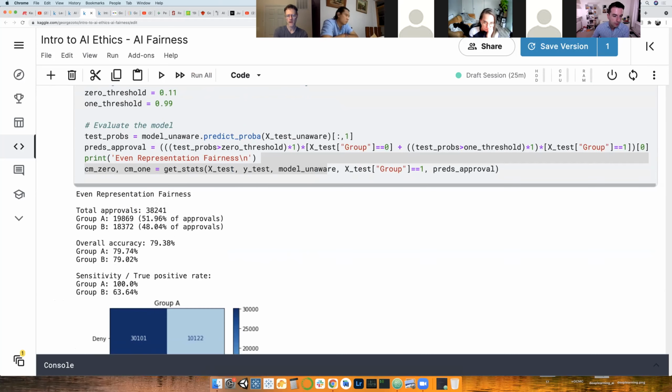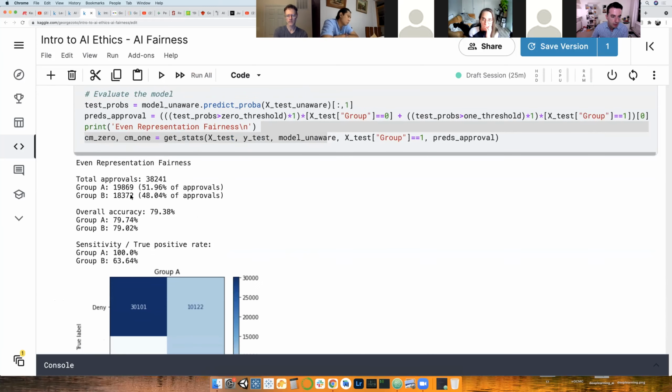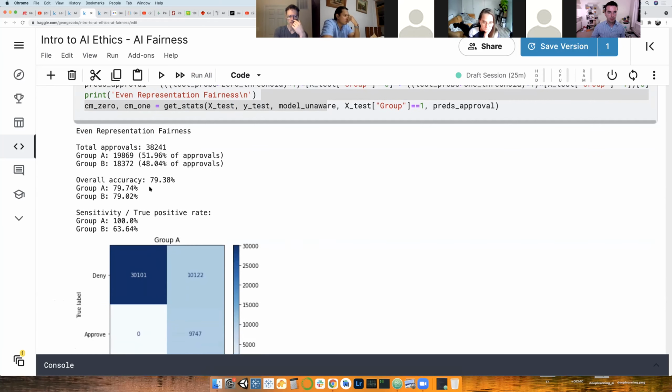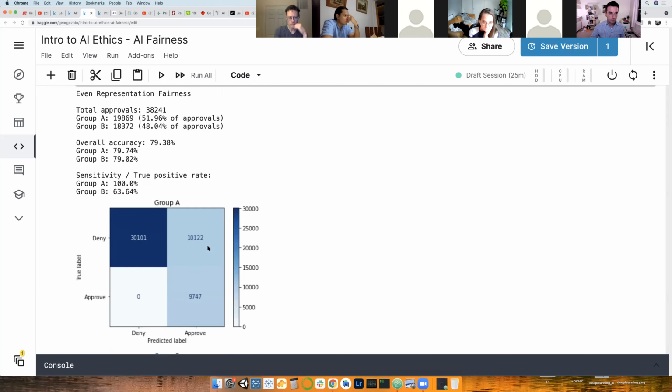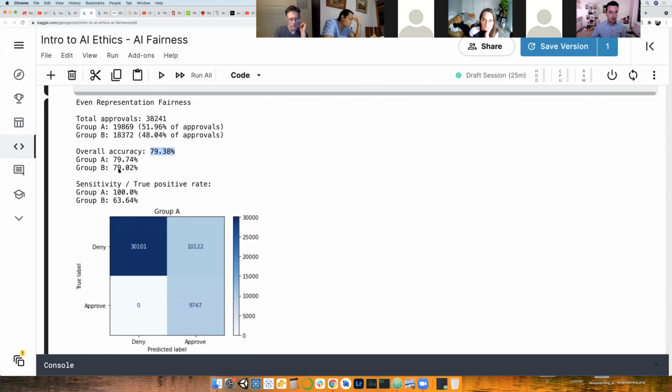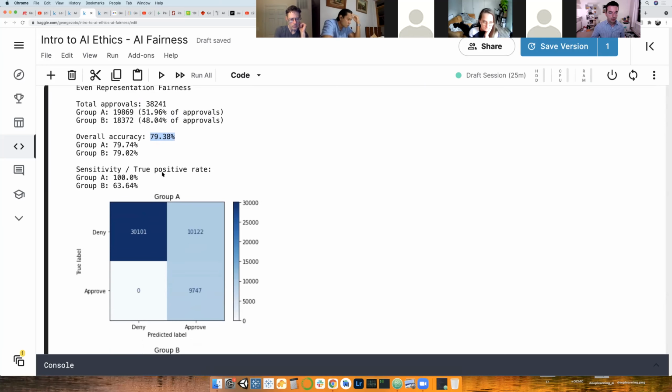In terms of total approvals, 38,000, more or less the same, but now we're looking at group A and group B. We are definitely on the right path here. We're approving more or less the same number of applicants for each group, and you can see the confusion matrix as well. Our overall accuracy, remember, we were at 95, we went to 94, now we're at 79, dropped significantly. It is still more or less the same for each group, but we dropped significantly as well. And then the sensitivity went in another direction. We are at 100% true positive rate for group A.